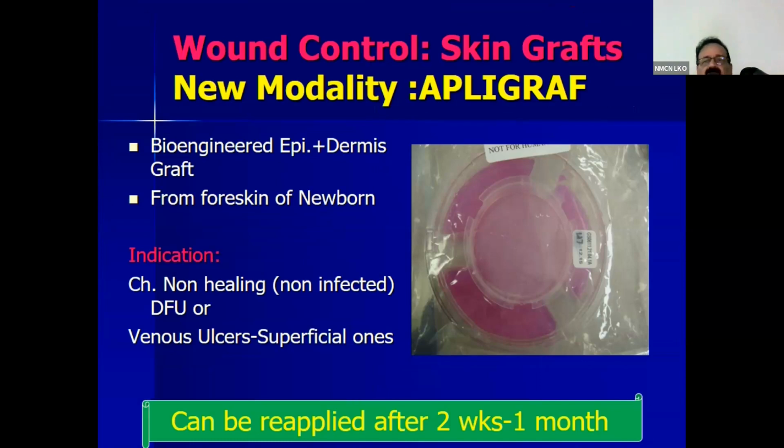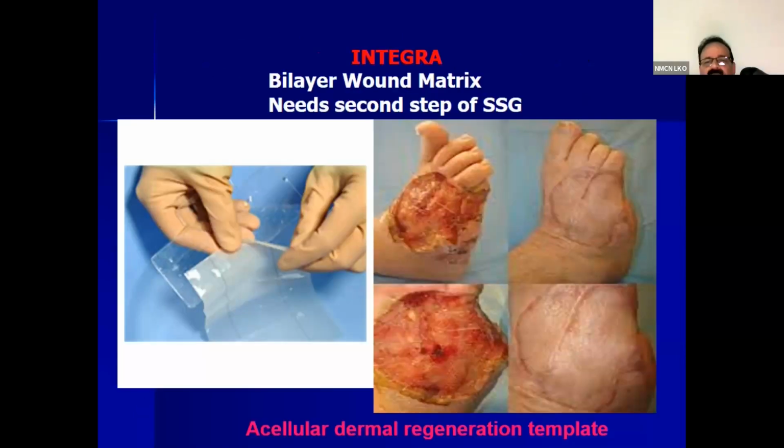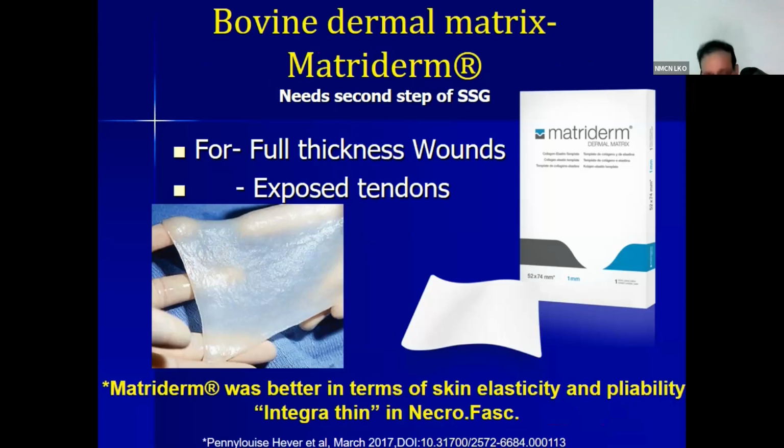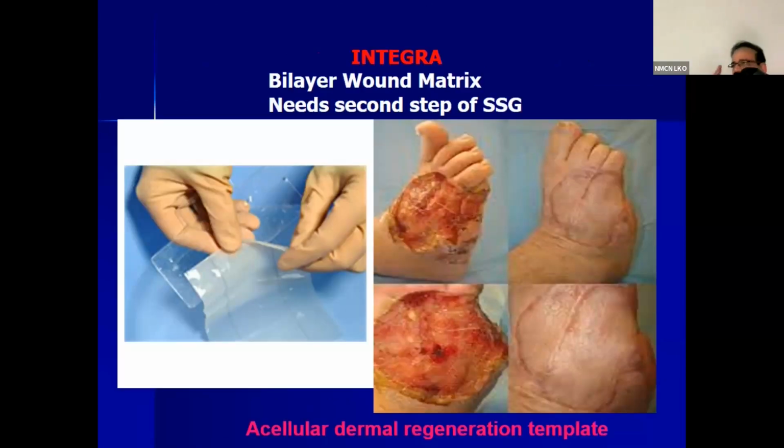First of all, let me tell you about Apligraf. It is not available in India, but it is derived from the foreskin of newborns, and it is a bioengineered epidermis plus dermis graft. It helps in the healing of non-healing wounds. And this is the Integra which we have in India now. It's a bilayer wound matrix. This and Matriderm, both are available in India, but both of them need a second step of superficial skin grafting. That is the only problem.